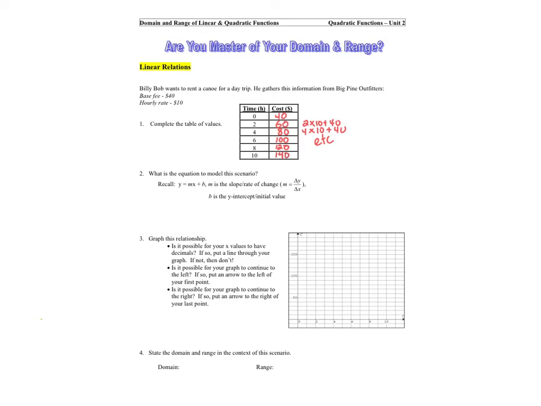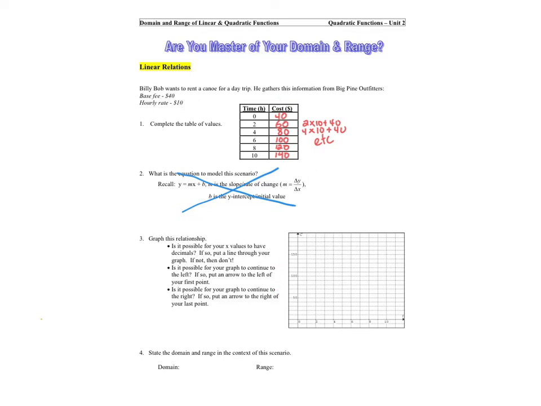And we are going to skip this part. Now what we're going to do is draw a graph of the relationship. In the table of values, the first column always goes on the x-axis, and the second column always goes on the y-axis.